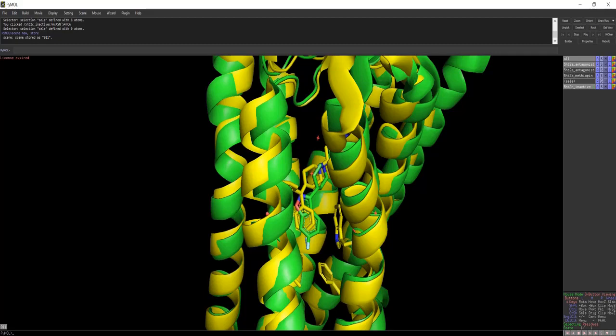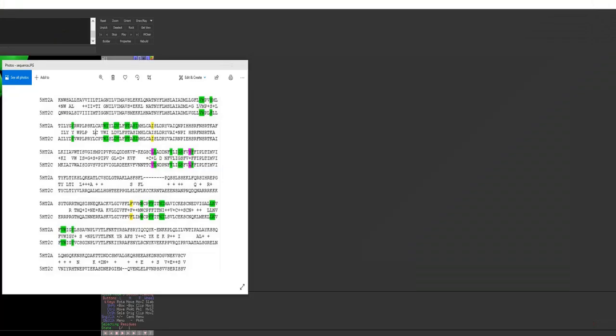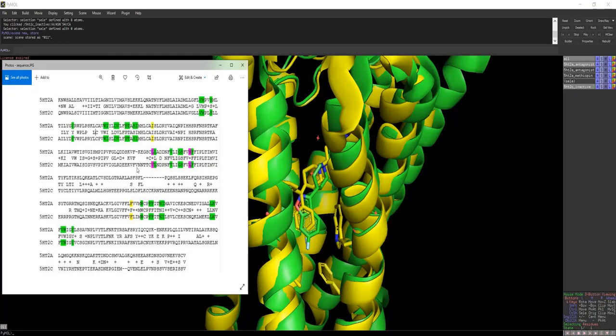Now, if we take this a step further and we look at the amino acid composition or the sequence, there is 70% similarity between these two receptors. However, if we take it a step even further and look at just the amino acids in the binding pocket, which I have highlighted in green here, we can see that they're almost identical. There are only two exceptions.